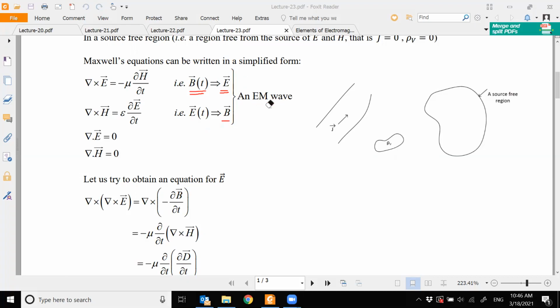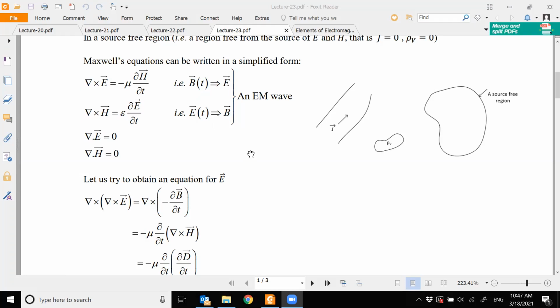And now what we are doing is we are trying to solve these electric and magnetic fields, to see how they look in a source-free region. And now we are using Maxwell's equations. So our first objective is we will first find the electric field. Okay, let us first find the electric field.